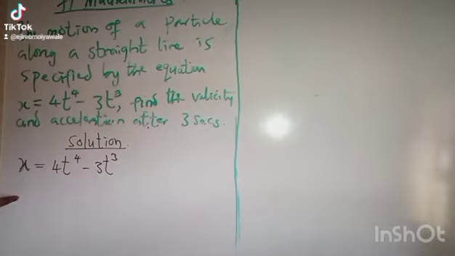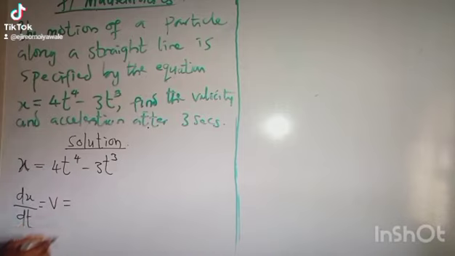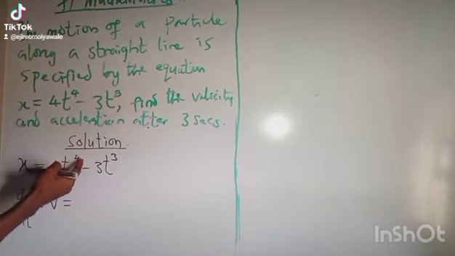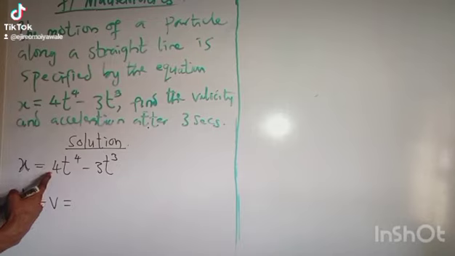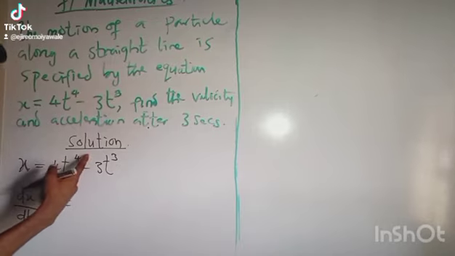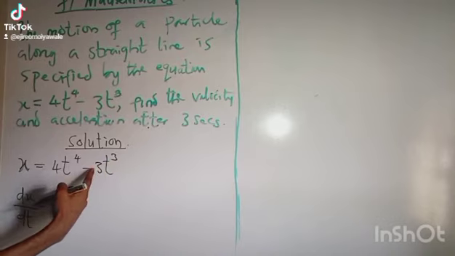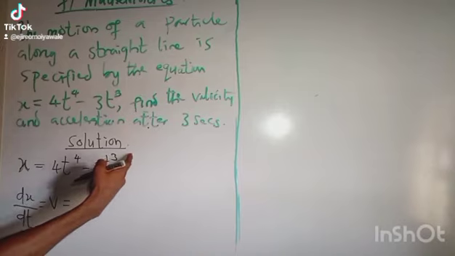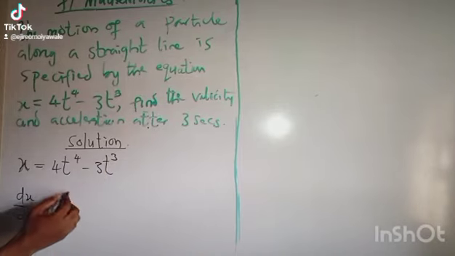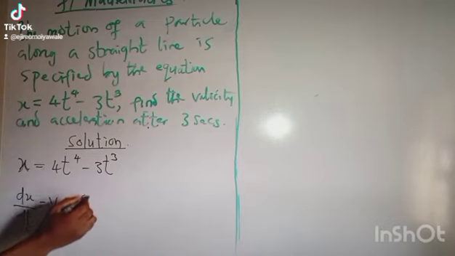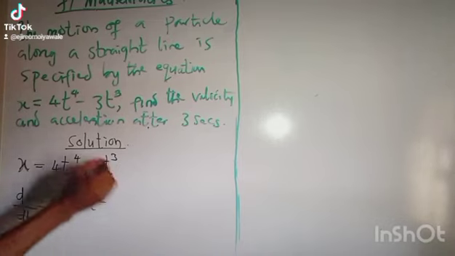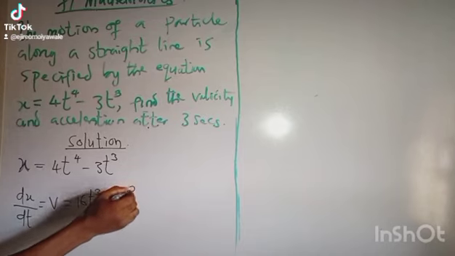When we differentiate this with respect to t, that's going to give velocity. So it's going to be dx/dt, which equals velocity. Basically, I'm going to take this 4, bring it to the front, and then remove 1 from the power. The same thing here: bring 3 to the front and remove 1 from the power. So it's going to be 4 times 4, which is 16t^3, minus 9t^2.